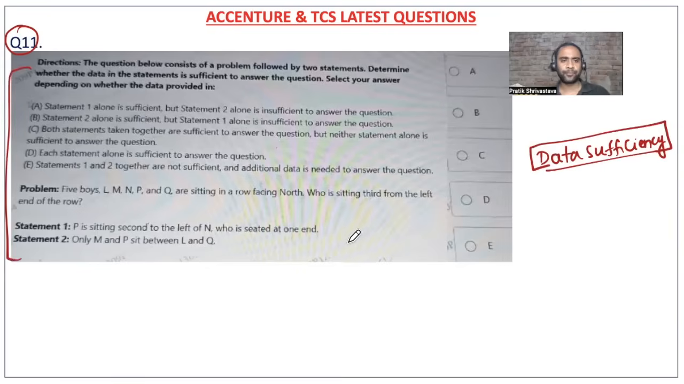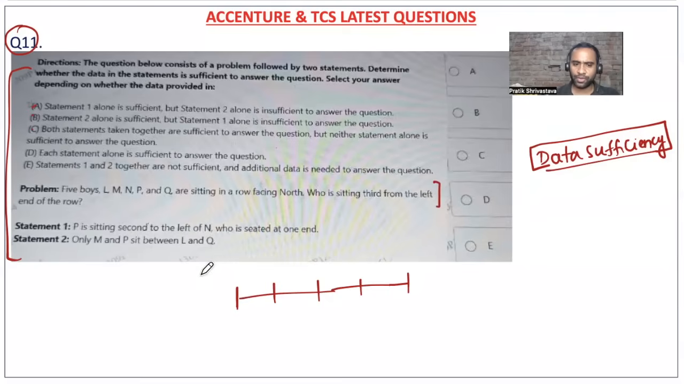Now here you see, statement 1 alone is sufficient, statement 2, okay, fine. Five boys are sitting in a row facing north. Who is sitting third from the left end of the row? So this is my left and this is my right. From the left end, first, second, third. So basically they're asking who is sitting here.